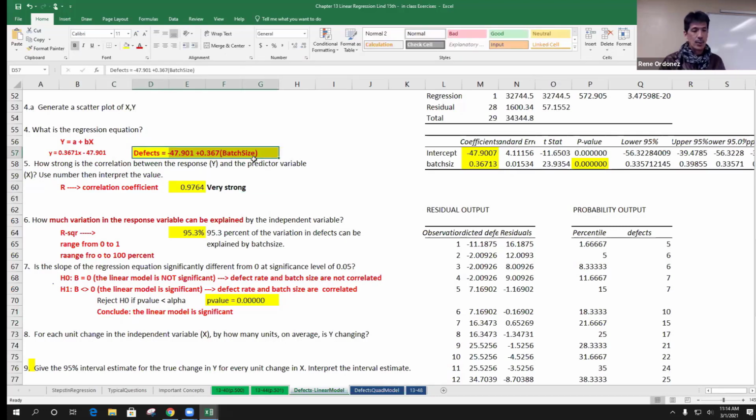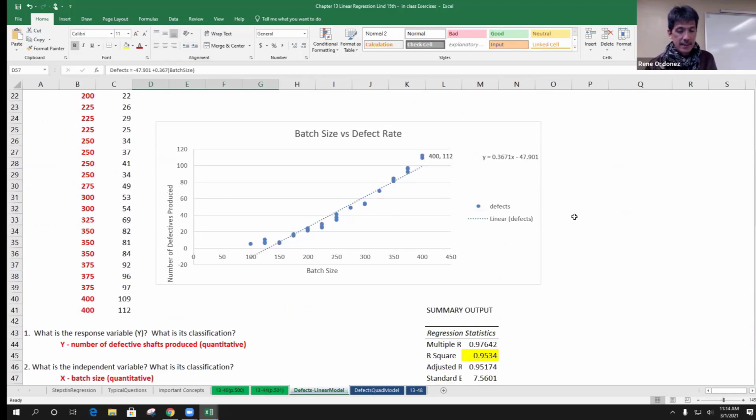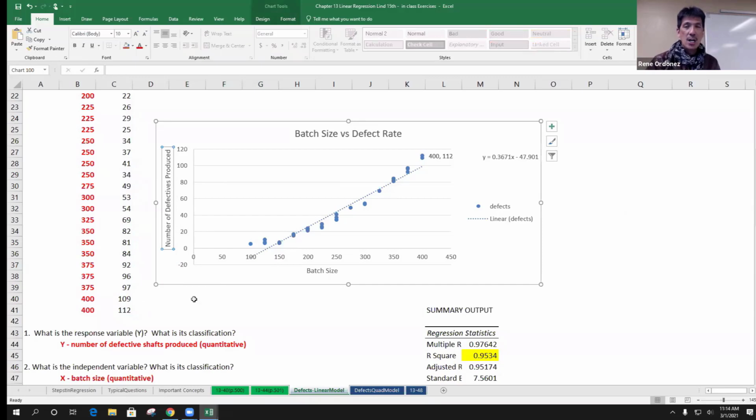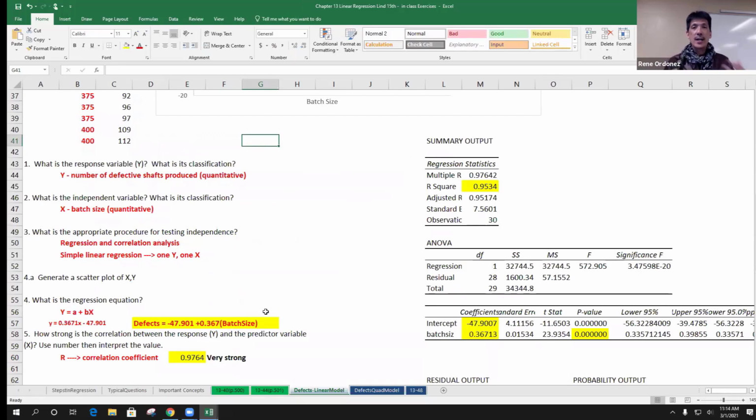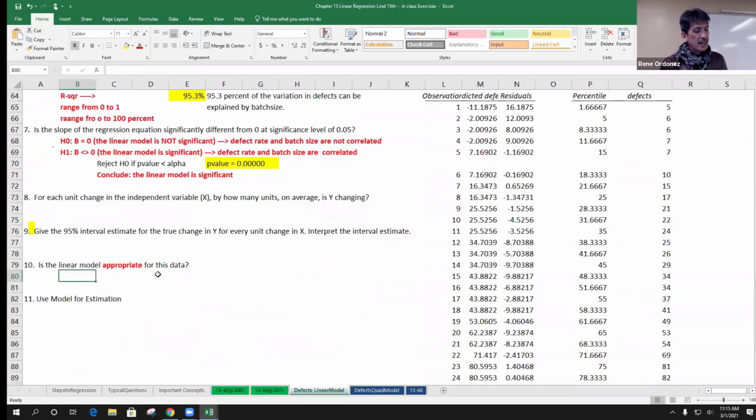So again, we're going back to this model. We're testing the model for significance. We can see that in this plot. Look at the tight sort of correlation between batch size and defect rate. But just because a model is significant does not necessarily mean that you can use that model for prediction at this point. There's one more step that we have to carry out, and that is answering the question, is the linear model appropriate for this data?